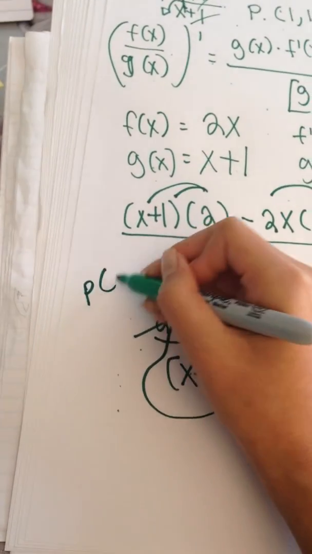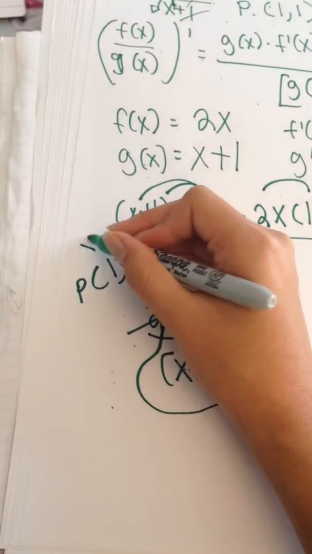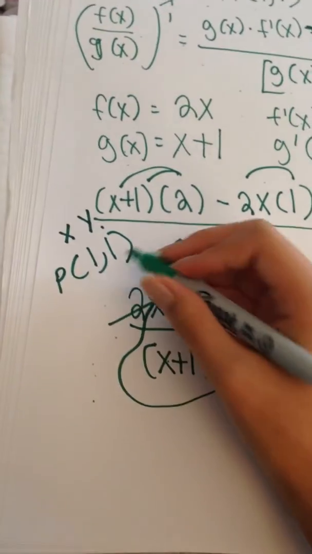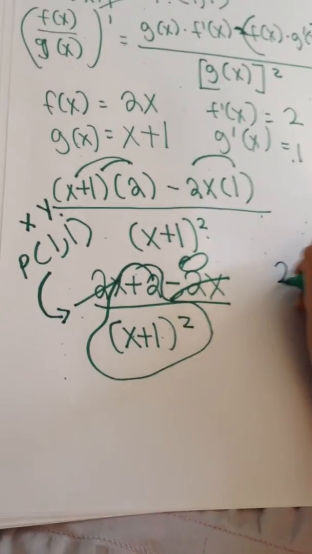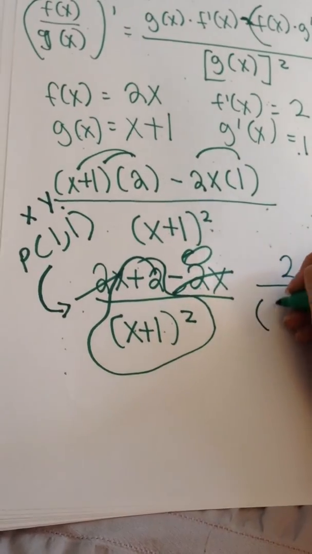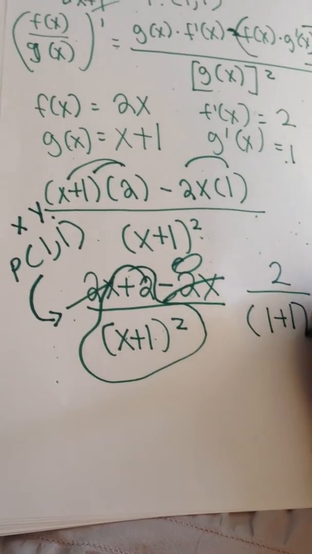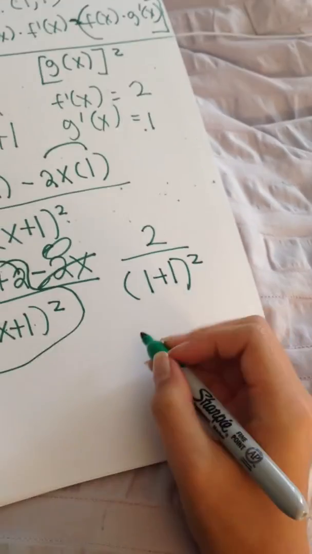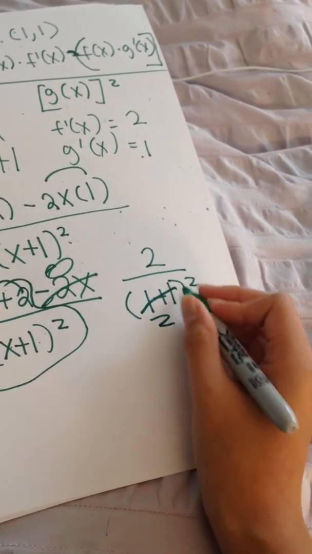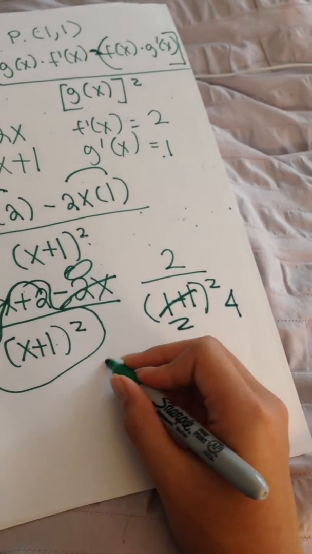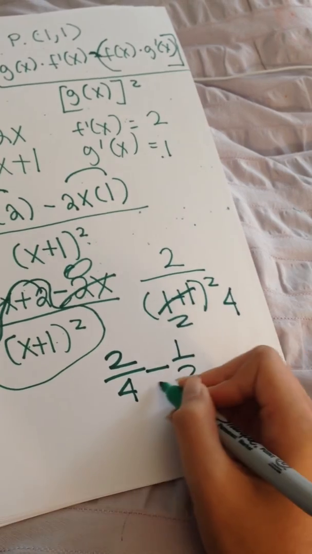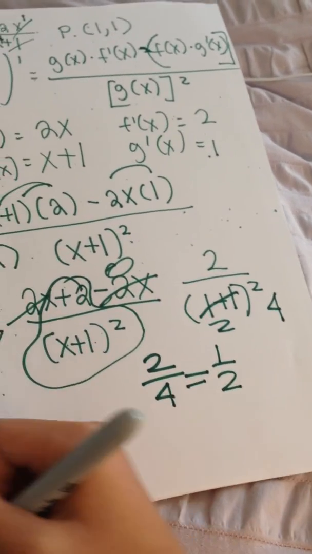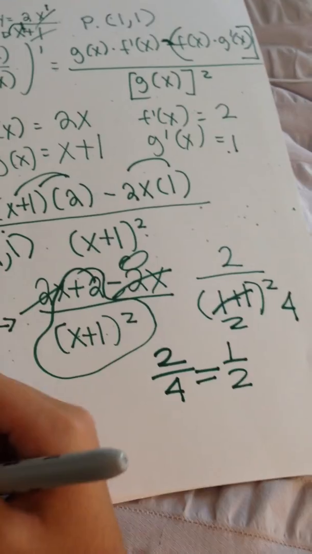But the point says (1, 1). This is going to be your x, and this is going to be your y. So you plug in the 1 as your x variable, and you're going to get 1 plus 1, squared. That's going to give you 1/2 as your slope.